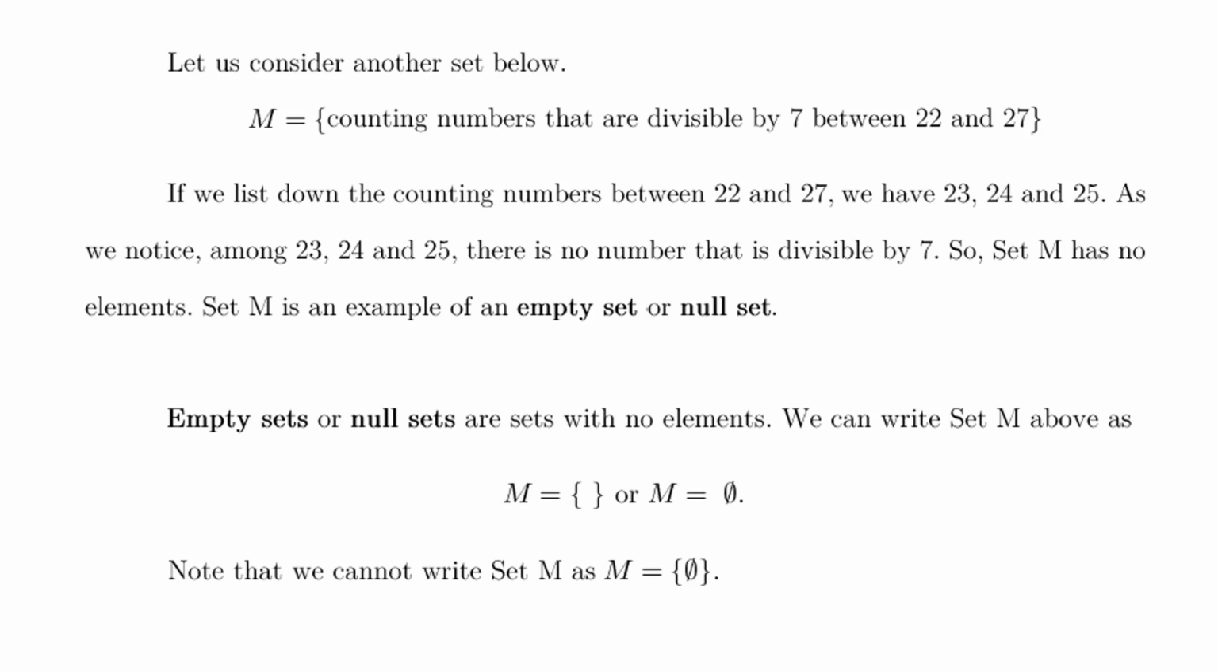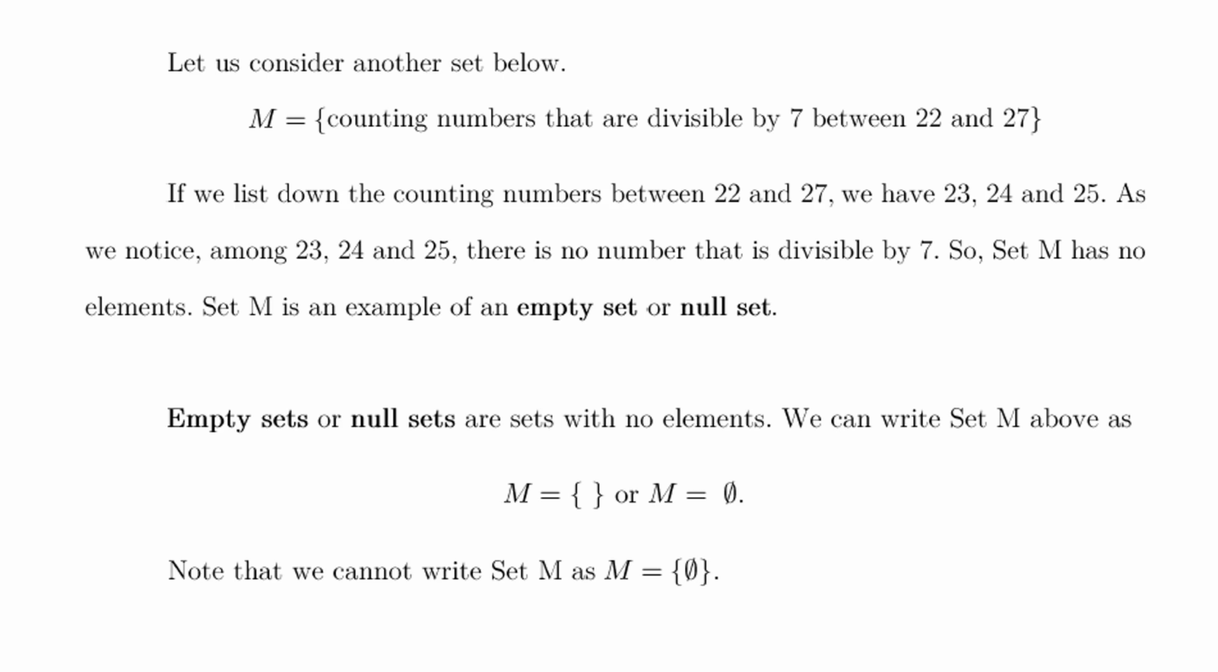So let us consider counting numbers that are divisible by 7 between 22 and 27. The numbers between 22 and 27 are 23, 24, 25, and 26. As you can see, among 23, 24, 25, and 26, there is no whole number that is divisible by 7. So if you list down the elements of set M, there will be no element to list, because you cannot find any whole number between 22 and 27 that is divisible by 7.